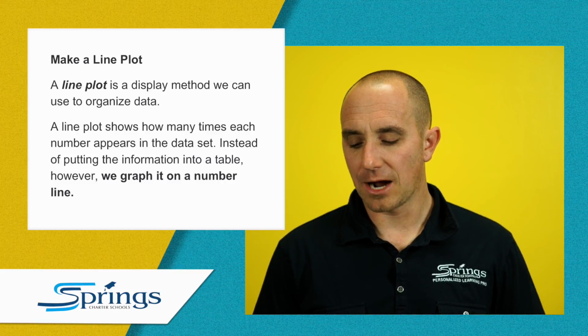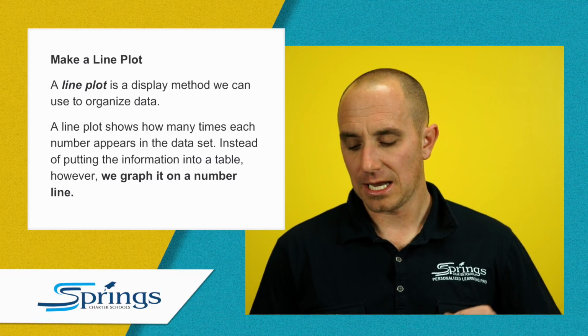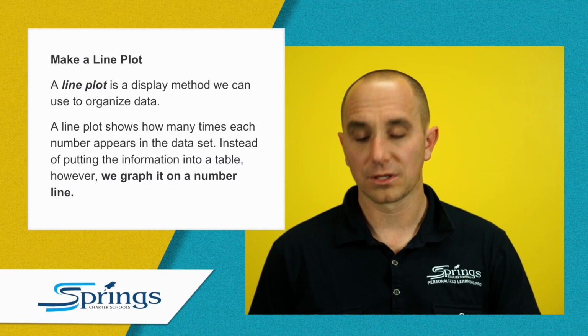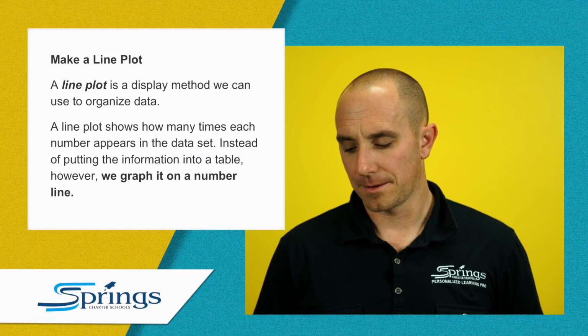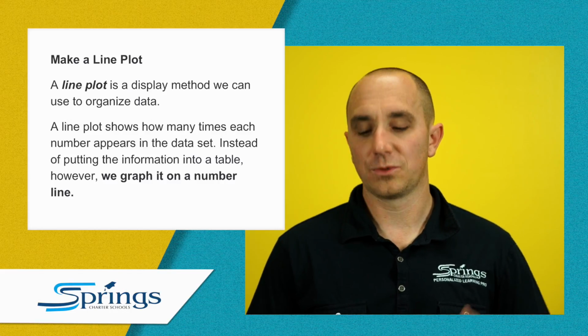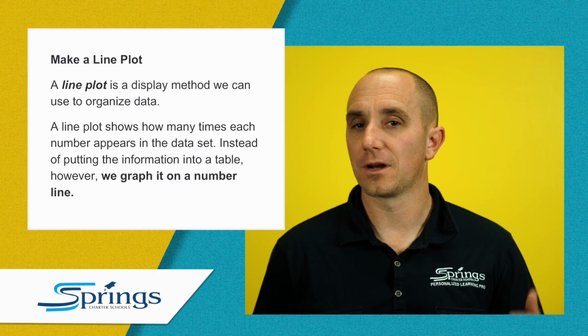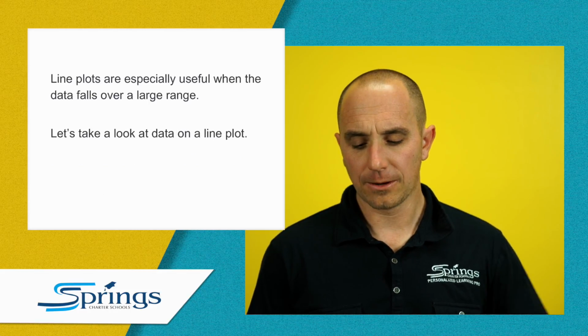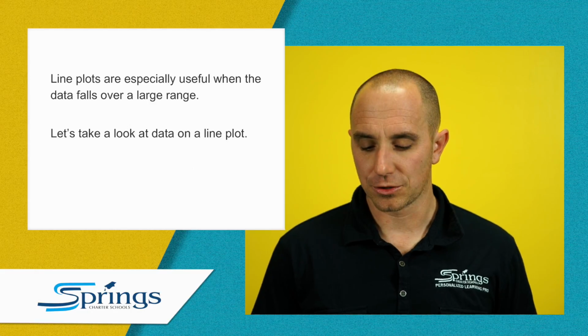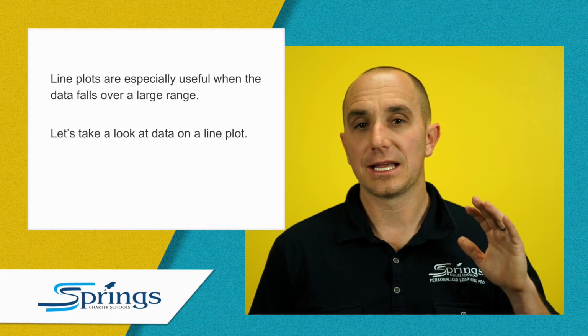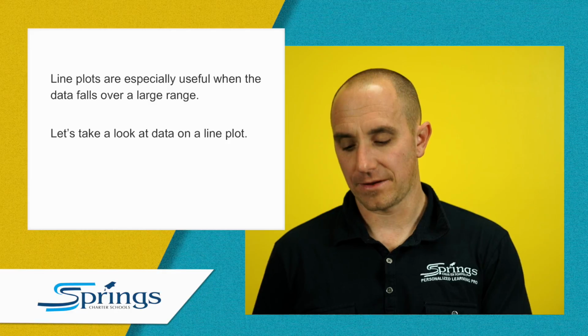A line plot shows how many times each number appears in the data set. That's kind of a complicated way of thinking about it. It's basically saying how many times a number shows up. So instead of putting the information into a table, however, we graph it on a number line. Line plots are especially useful when the data falls over a large range. Let's take a look at data and then we can make a line plot out of it.